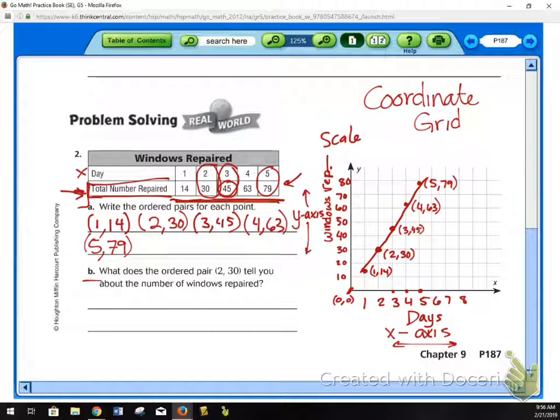So the second question, or second letter, says, what does the ordered pair 2 and 30 tell me about the number of window repairs? It tells me that on day 2, they increased the number of repairs by 16 from the day before.